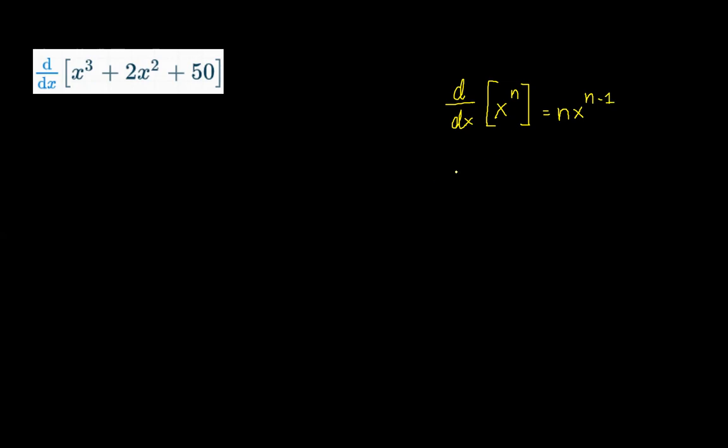Next, how about if we have a constant term? Let C be represented for constant term, or for constant numbers. If we have a term that is a constant term in particular, then the derivative of a constant term is 0. So let's apply it here.